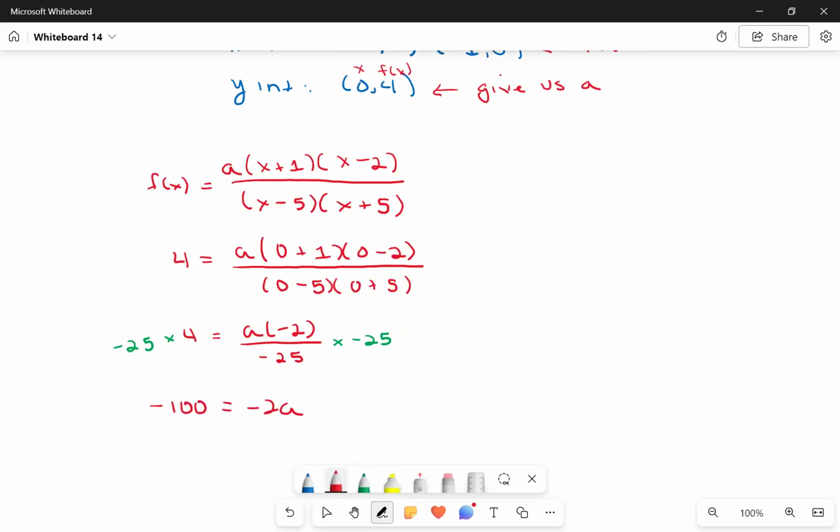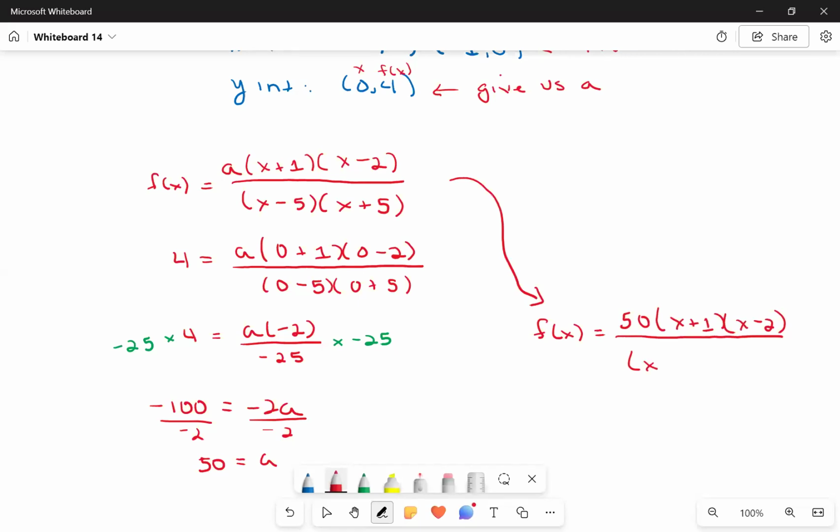I'm going to write -2a instead of a times -2. I'm just going to put the -2 in red. So then to solve for a, we do what? -2? Not a -2? Yep. So a is positive 50. Okay, so there's our final function then. F of x equals 50 times x plus 1 times x minus 2 all over x plus 5 and x minus 5.